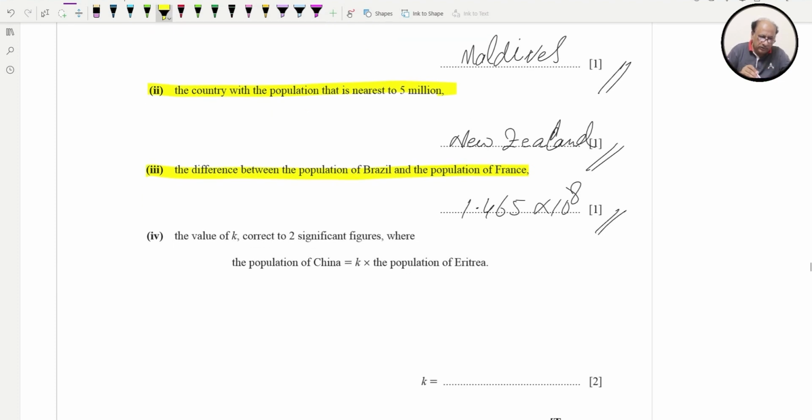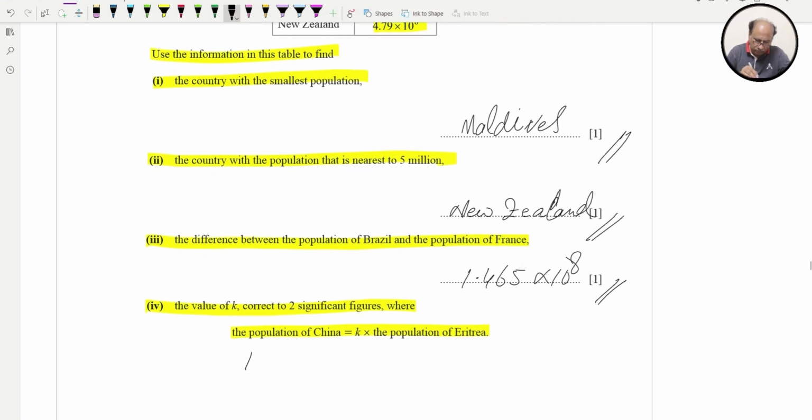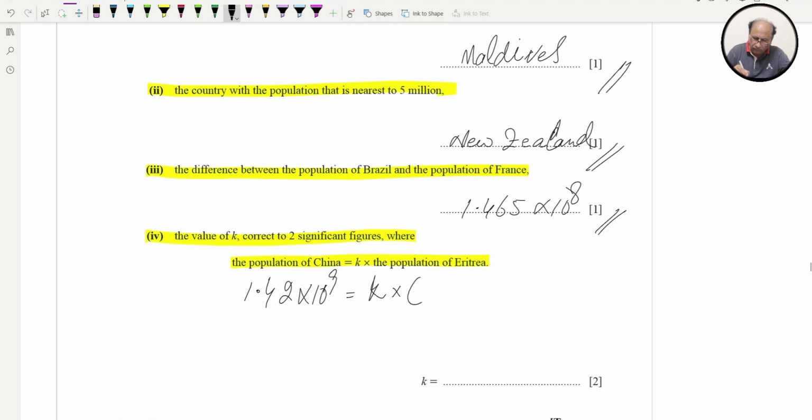The next part 4, the value of k correct to two significant figures where the population of China is equal to k into the population of Eritrea. So we can write the population of China is 1.42 into 10 to the power 9. So 1.42 into 10 raised to the power 9 is equal to k into the population of Eritrea, which is 5.31 into 10 to the power 6. Now we need the value of k, so we will shift this to the other side, and 1.42 into 10 raised to the power 9 divided by 5.31 into 10 raised to the power 6.